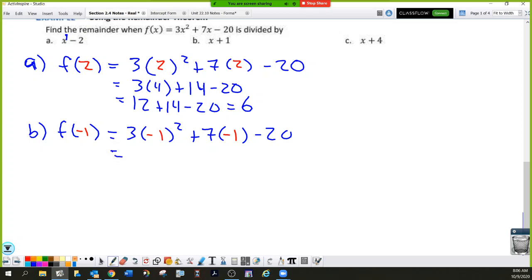Show a little bit less work. We can do this in our head. Negative 1 squared is 1. 3 minus 7 minus 20, that is negative 24. So the remainder, if we were to have divided by x plus 4, would have been negative 24. Again, what does that tell us? That tells us that x plus 1 was not a factor of f of x. That's what it tells us.